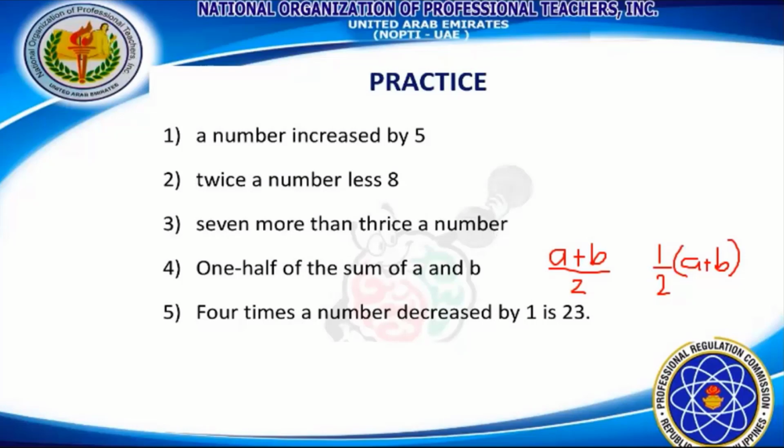Ano yung is ulit? Equal sign yon. So, ano ang sagot dito? 4 times a number decreased by 1 is 23. 4 times daw a number decrease, di ba? Minus yan by 1 is means equal to 23. So 4x minus 1 equals 23. Ganyan lang ang pag-represent.